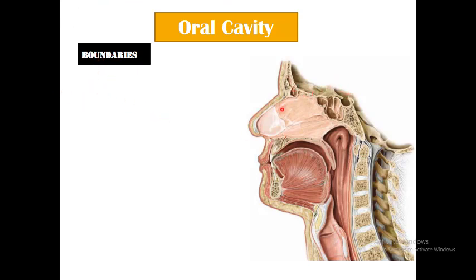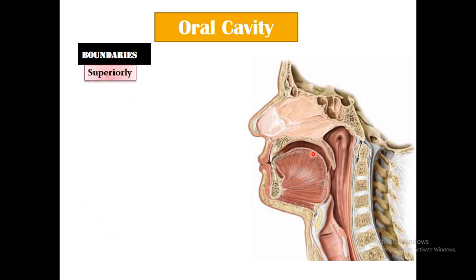This is a sagittal section in the area of head and neck. Okay? So we cut here, this is the skull, so this is the base of the skull. And below it, this is the vertebral column, the cervical vertebrae. In this region, we can see here, this is the nasal septum, which lies in between the two halves of the nasal cavity. And below this area, this is the oral cavity. Okay, this is our oral cavity. So let's see what are the boundaries of the oral cavity.